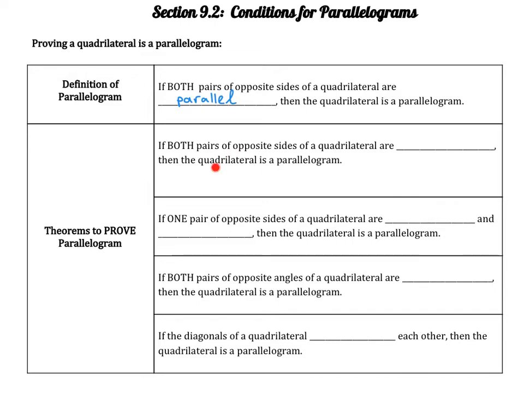There are 4 different ways that we can prove that a quadrilateral is a parallelogram other than showing that both pairs of opposite sides are parallel. The first one is if both pairs of opposite sides of a quadrilateral are congruent, then that's enough for us to conclude that the quadrilateral is a parallelogram. Again, that needs to be both pairs of opposite sides.